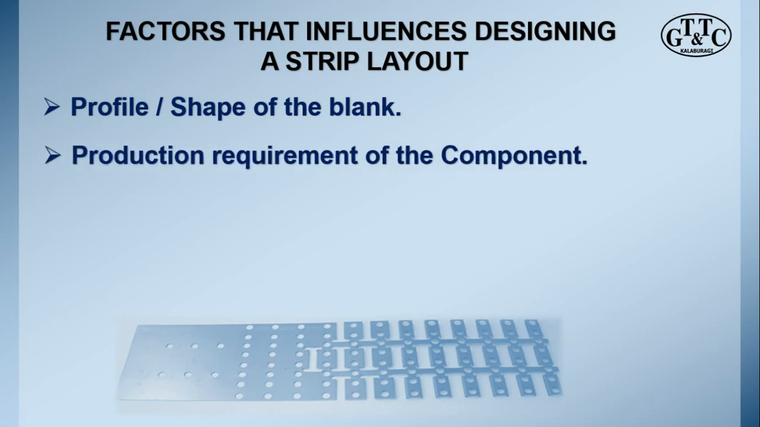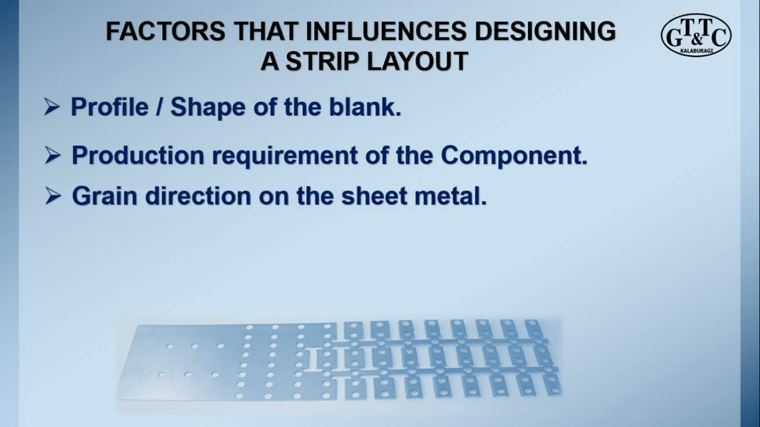The second one is the production requirement of the component. The lesser the production, the more it leads to single stage press tools, where a strip layout becomes much simpler. But in case of mass production or a high production, it is advisable to go for progressive stages, and that's how the strip layout becomes complex according to the number of stages. Even in case of progressive bending, it becomes further complicated, and everything has to be planned in the right way in the designing of a strip layout.